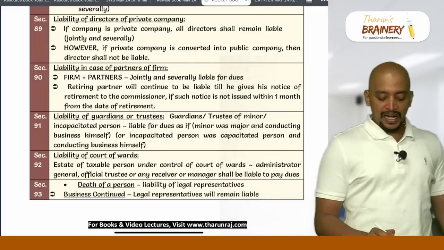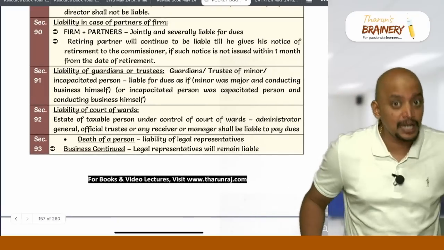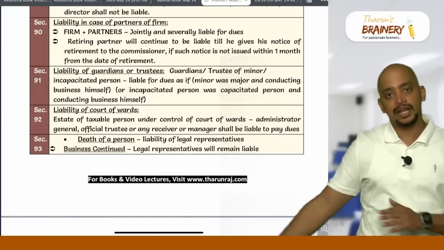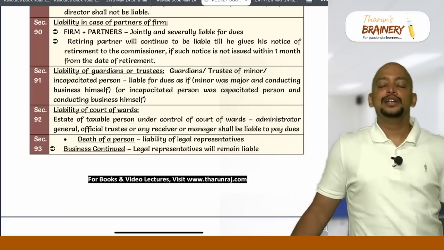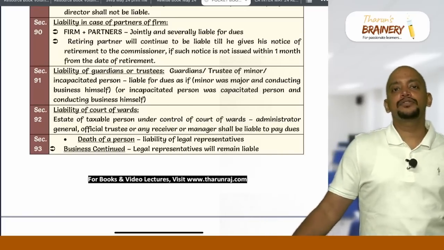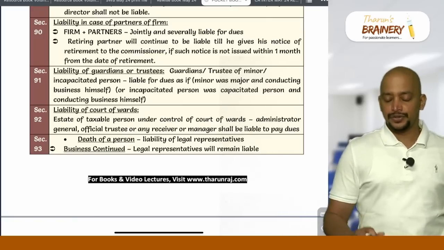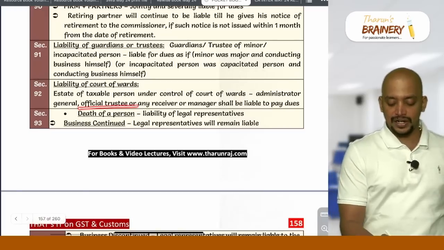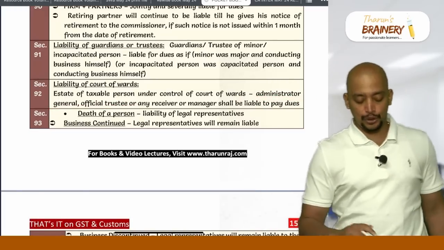Okay. Then liability of guardians and trustees. Guardians and trustees are jointly and severally liable even though the minor has become major and the incapacitated person has become capacitated. So the liability will always be there on the guardians and trustees. Liability of court of wards: they will appoint an official trustee, administrator general, official manager or any manager, and that person is liable to pay the dues.